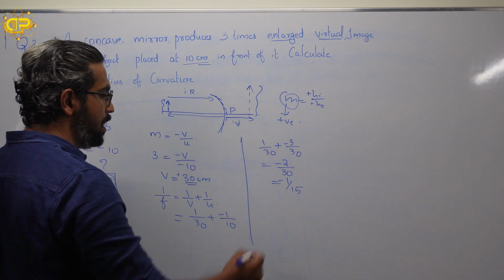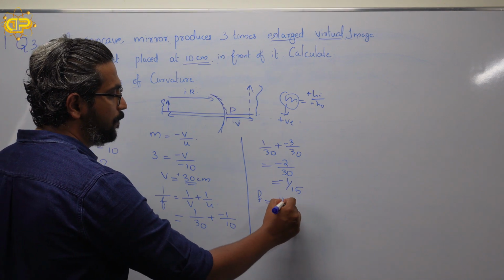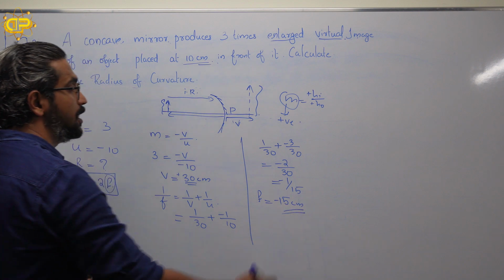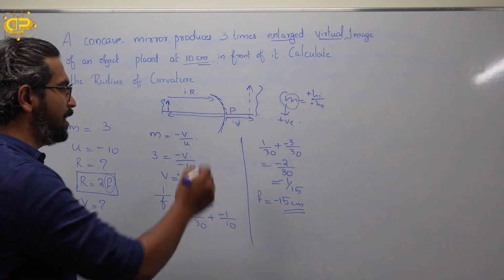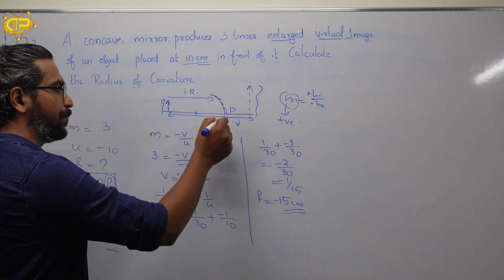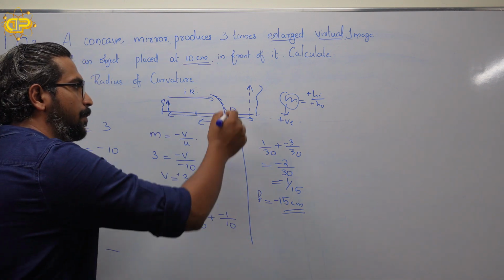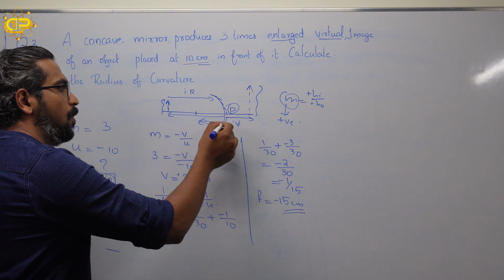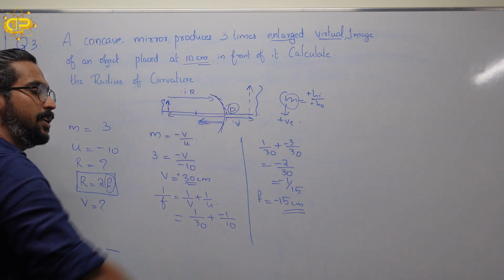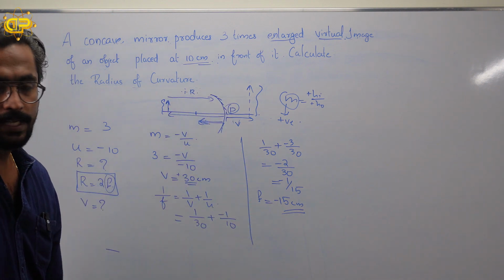Minus sign will be there. So F is equal to minus 15 centimeter. Minus sign indicates what? Focal length will be what? Opposite to all the directions, as all the measurements are calculated from the pole. So focal length is opposite to the incident ray. So negative sign, negative 15 centimeter.